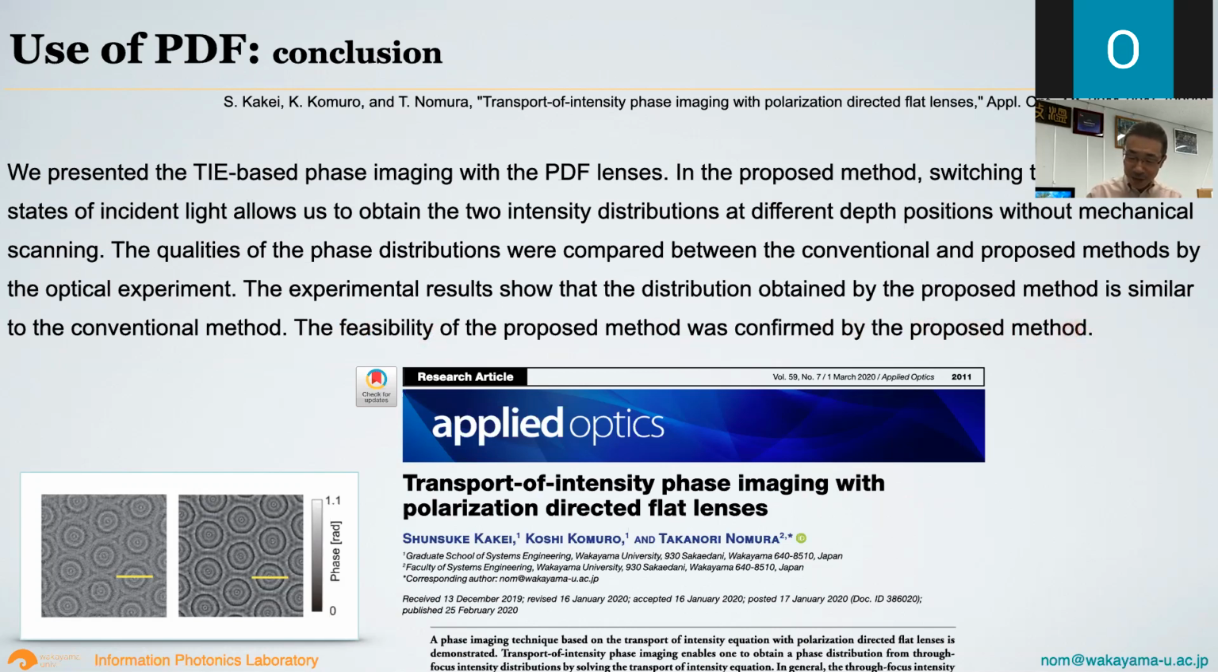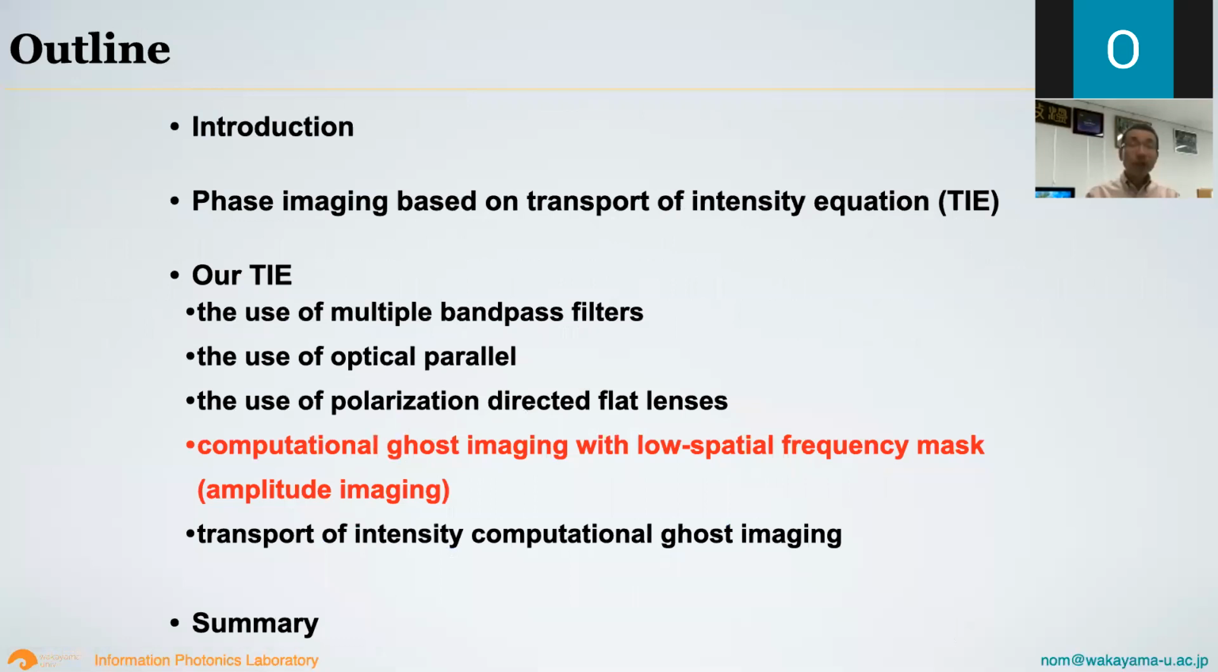If you are interested in this topic, please refer to the paper published in 2020 in Applied Optics. All right, let me move to the next one.